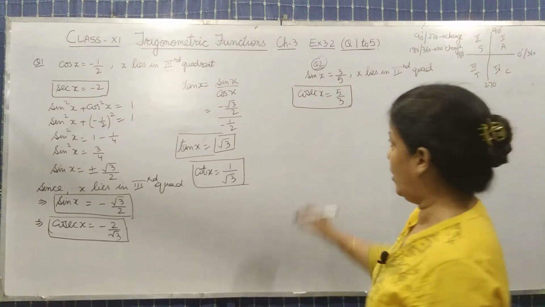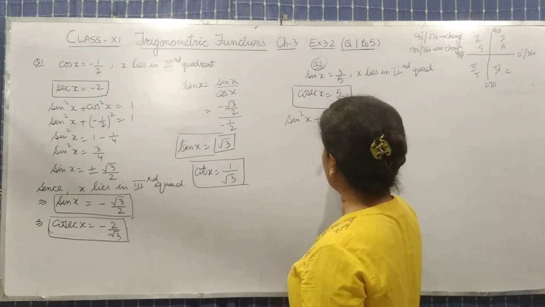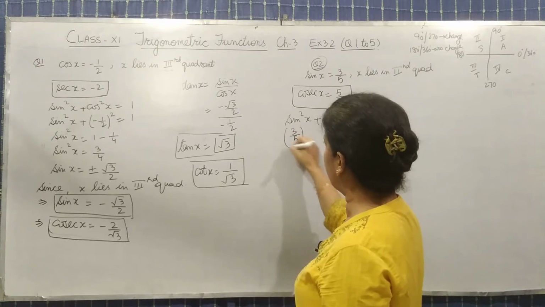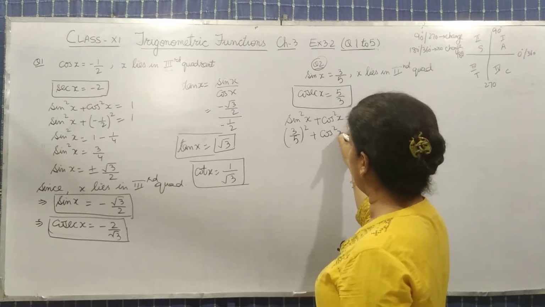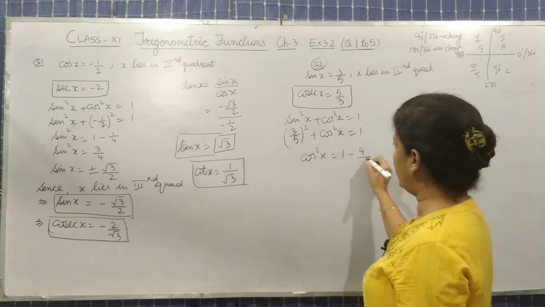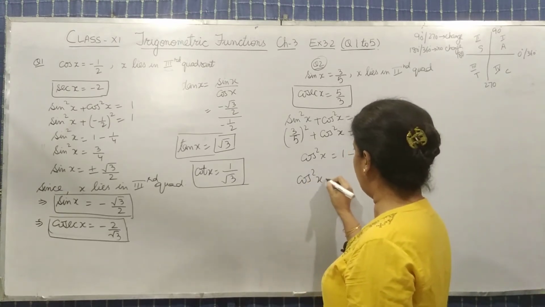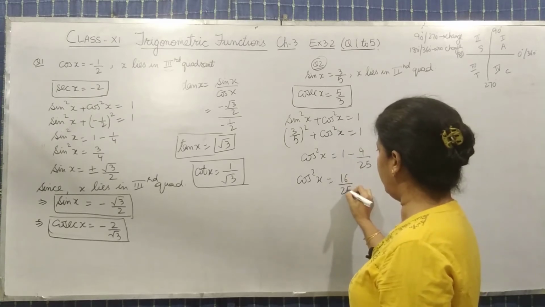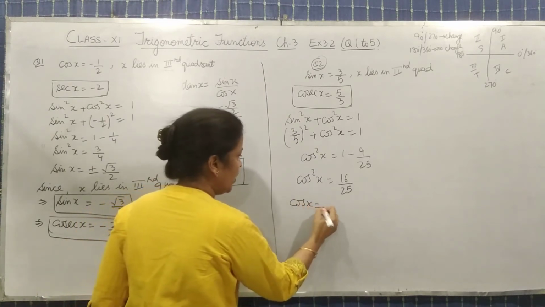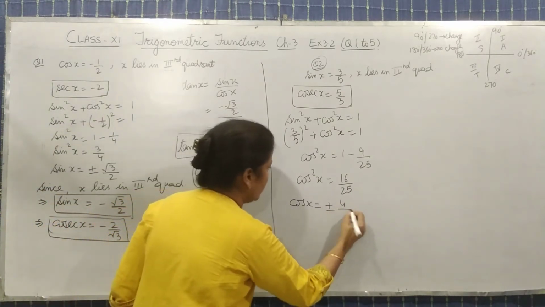Now again use the identity sin square x plus cos square x equal 1. Substitute the value of sin x as 3 by 5. So it will be 3 by 5 square plus cos square x equal 1. So cos square x will be 1 minus 9 by 25. So cos square x will be 16 by 25. So what should be cos x? Cos x will be plus minus the square root of this, plus minus 4 by 5.